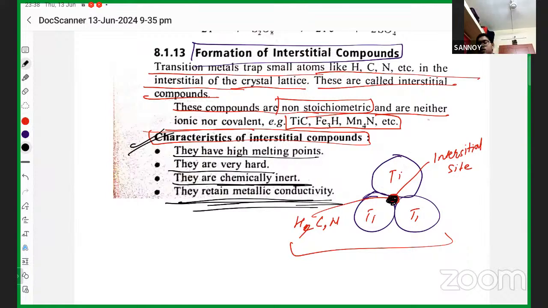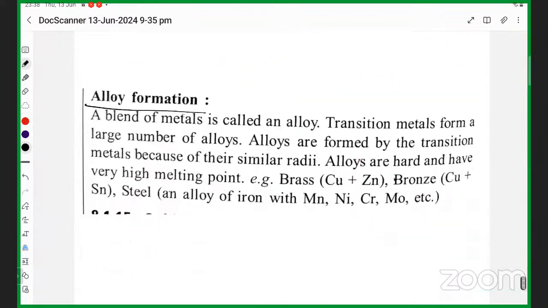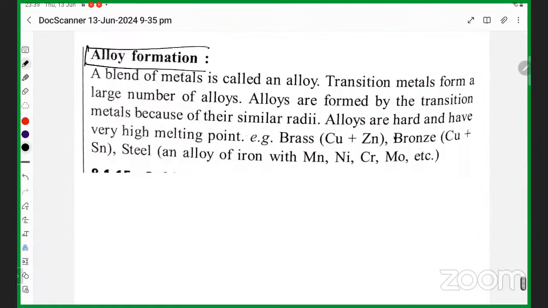Done. Thank you. Next, alloy formation. Alloys are homogeneous mixtures of two or more metals, or metal with non-metal. That is called an alloy. They are saying a blend of metals is called an alloy. Blend of metals means mixture of metals.